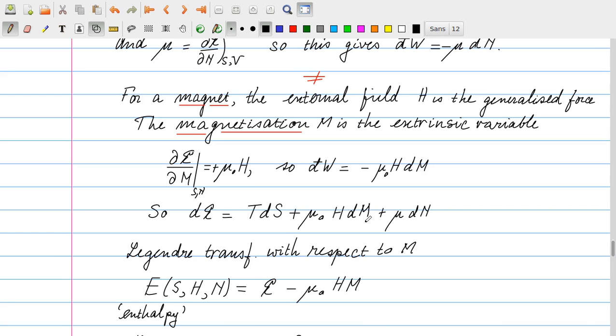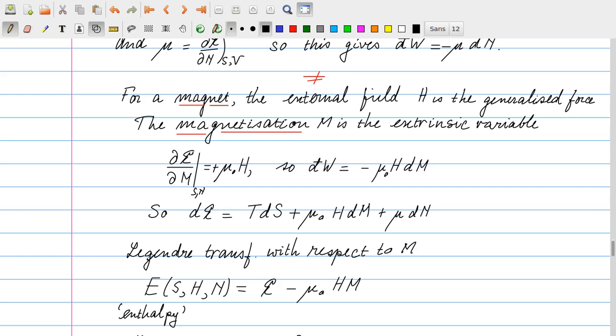Now in experiments that is very rarely the case, I guess it's never the case. We always apply the external field, so that is under our control, and then we have to wait and see what the magnetization is. So I would like to replace the magnetization by the field, and we know how to do that.